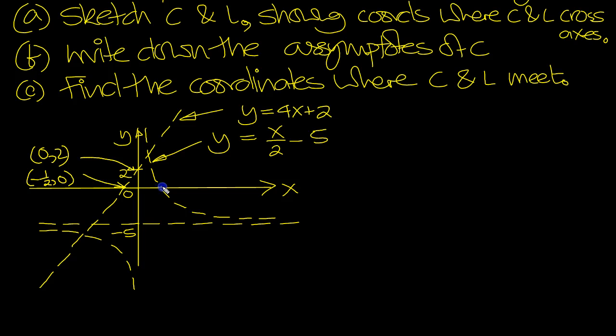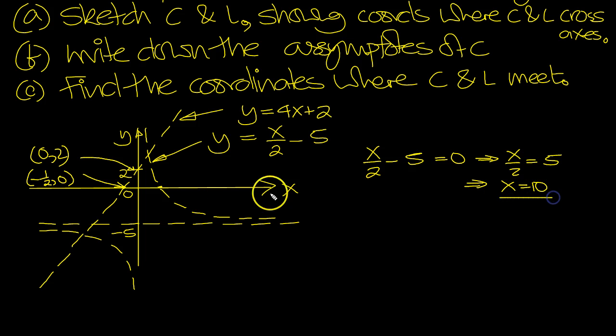This one crosses it here. So when does this equal 0? Well, that tells us move the 5 over, x over 2 equals 5. And that tells us that x equals 10. So this coordinate here is the value 10 on 0. And it doesn't cut the y-axis anywhere else, does it? Okay, so we've indicated the coordinates where C and L cross the axes.